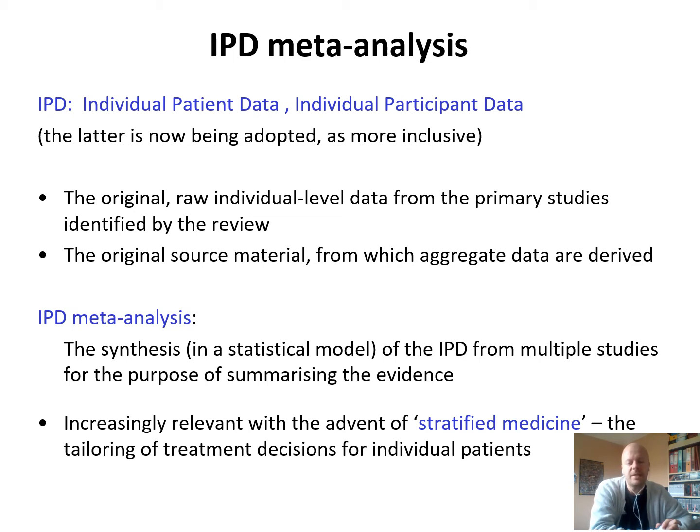An IPD meta-analysis, formally, is the synthesis in some statistical model of the IPD from multiple studies for the purpose of summarizing the evidence. You're trying to obtain an overall summary result to provide evidence-based recommendations for practice. And of course, this is hugely relevant in the era of personalized medicine, precision medicine, also known as stratified medicine or stratified care.